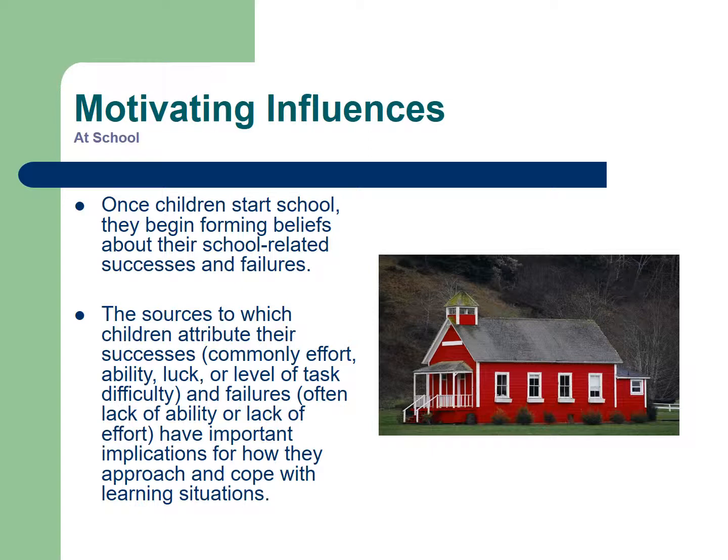School, of course, plays a large role. Once children start school, they begin forming beliefs about their school-related successes and failures, and we know it happens very early. Children start to divide themselves into groups as competent in school or not competent in school. Sometimes they look for people to blame, or they look for reasons why they're being successful or not. And so we say they attribute their successes and failures. And how they attribute these successes and failures has a lot to do with their motivation. We're going to get into that in a bit when we discuss attribution theory.